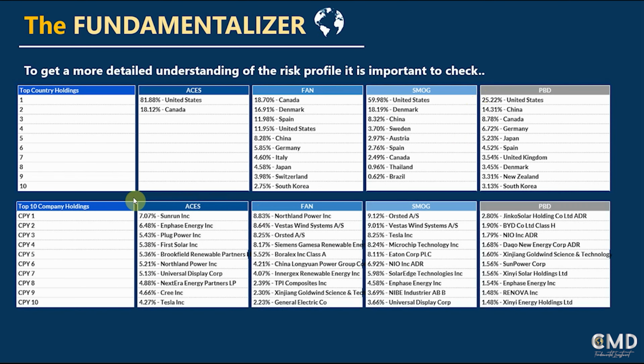The second part is to understand the top 10 company holdings. This is even more important for us when we are evaluating an ETF because we want to see which kind of companies the ETF is focusing on, and whether they are companies that we feel confident in. We may of course not know all the companies, but as you can see here with ACES, we have run over, in another separate video, Sunrun, Enphase, Plug Power, First Solar and Tesla. So we have quite a good idea on these companies.